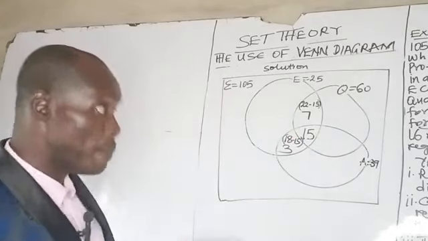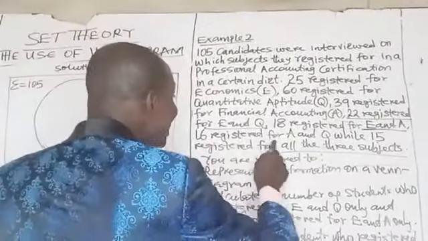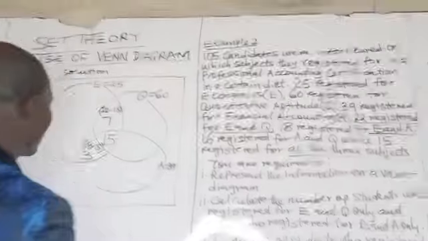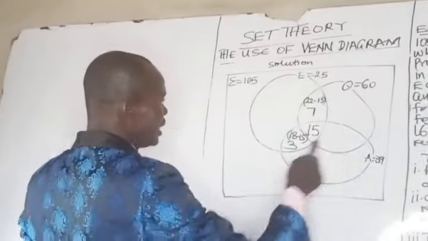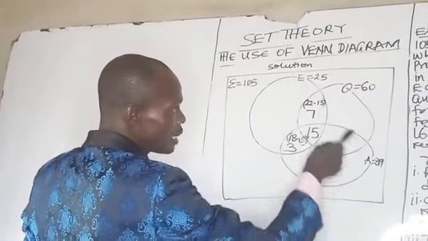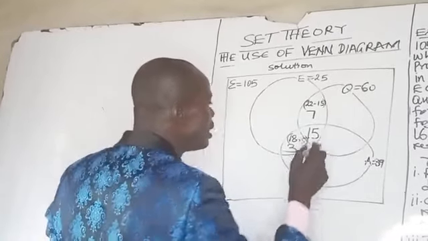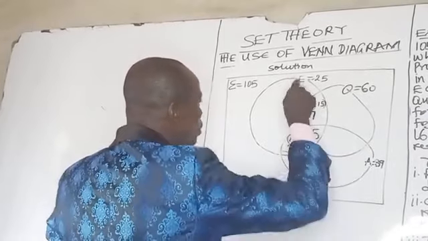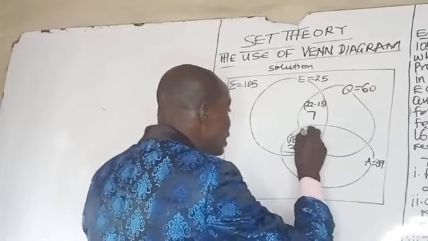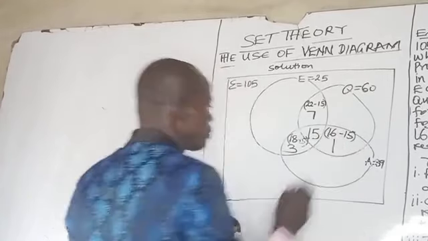Back to the question. I believe you are following me. Please keep watching for better understanding. 16 registered for A and Q. This is A, this is Q. The meeting point of A and Q is this, and that is given to be 16. And 15 is inclusive. If it says 16 register for A and Q only, you would have inserted the 16 here. But since the word only is not there, this 15 is inclusive. So you have this place to be 16 minus 15. Then that will be 1.